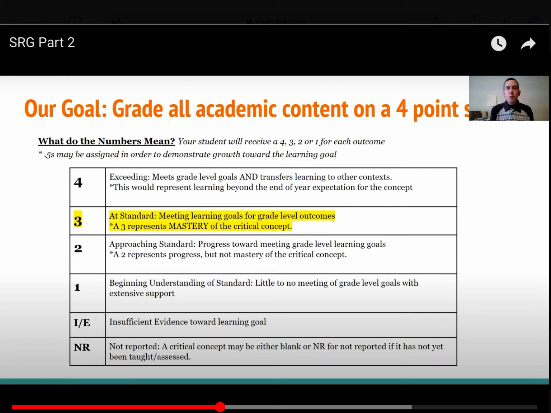The other score you may see is NR, which is not reported. A critical concept may either be blank or posted as NR if it's not reported. That just means that concept has not been taught or assessed yet.